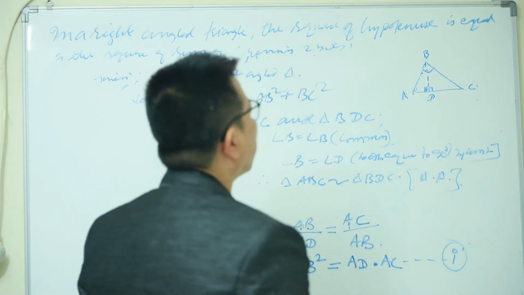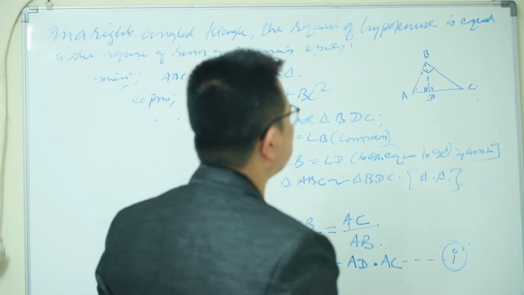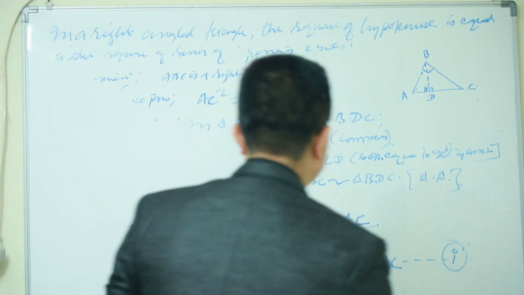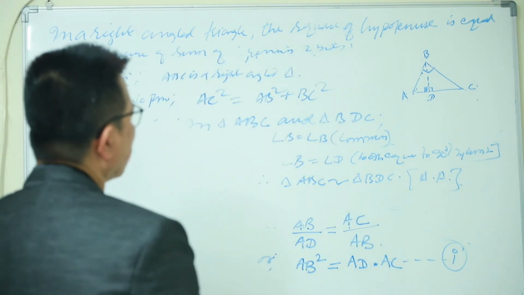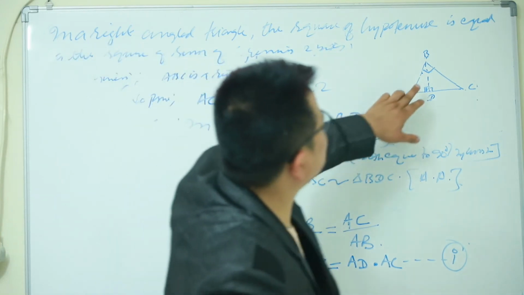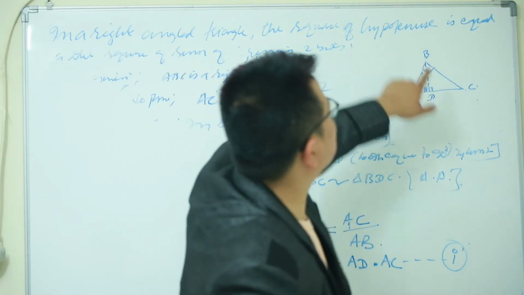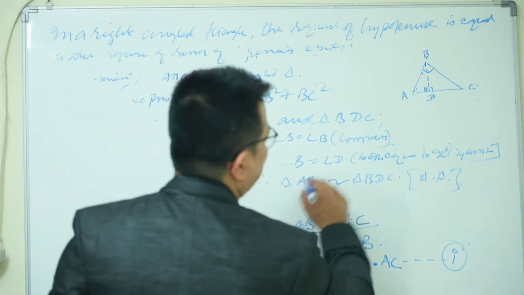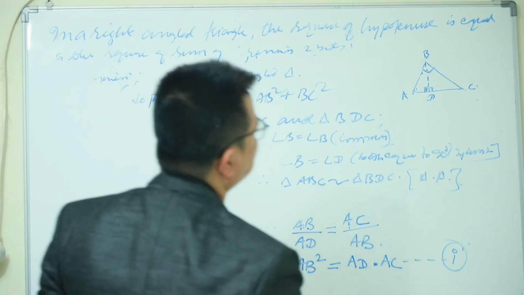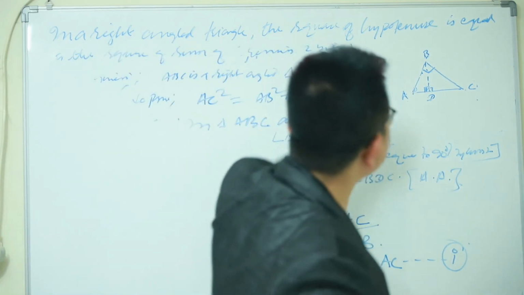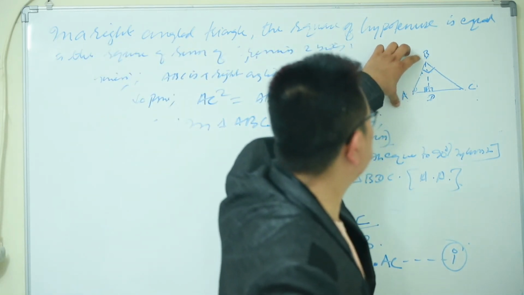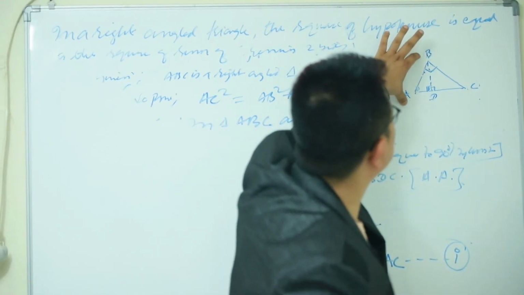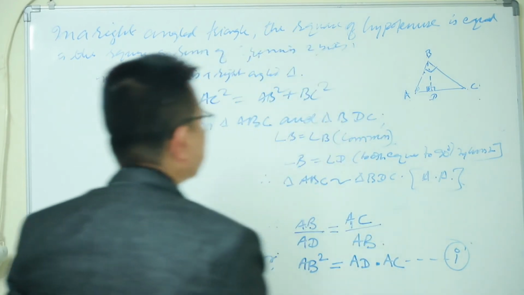Now again, if these two triangles are similar, the ratio of their corresponding sides are proportional, as I told you. What are the corresponding sides in these two triangles? Check triangle ABC and triangle BDC. If you take AB in the larger triangle, what is the corresponding side of AB? BD. If you take AB, then you have to take BD.